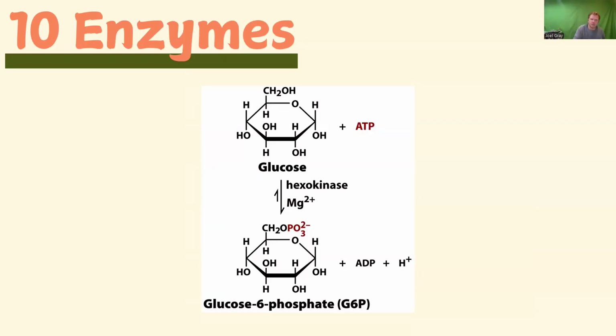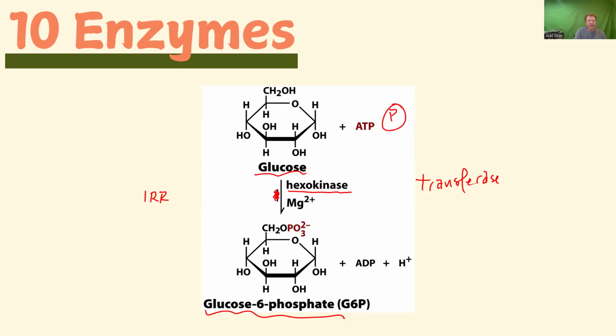Hexokinase, the first enzyme in glycolysis. This is a transferase. We are transferring a phosphate group from ATP onto glucose to make glucose 6-phosphate. The name is hexokinase. Although this shows an equilibrium arrow going backwards, this is considered to be an irreversible reaction. So I'm going to say IRR, irreversible.